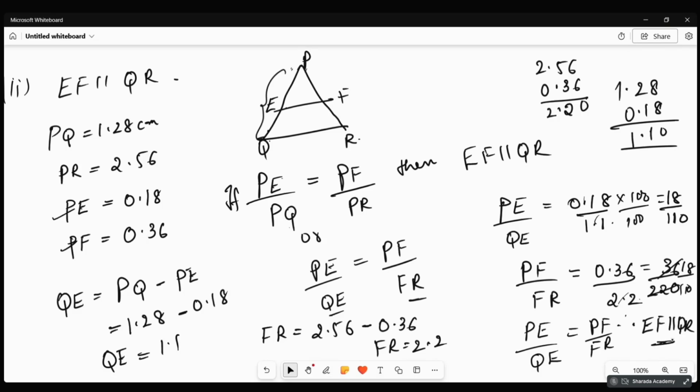Okay. So no need to do the complete division, just by seeing. We can divide by 2 and you will get 18 by 110. I can do that, or you can use directly PE by PQ is equal to PF by PR, and directly you can do that. Because these questions will come in the MCQs and you will have 2 minutes to do. So directly you can use this only.